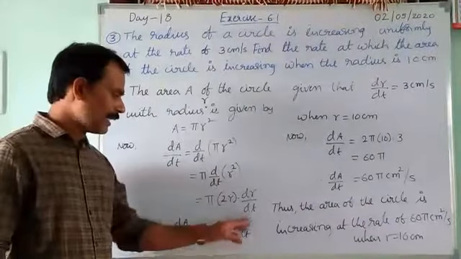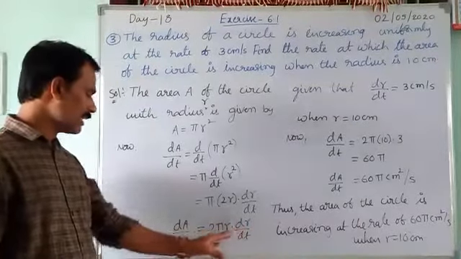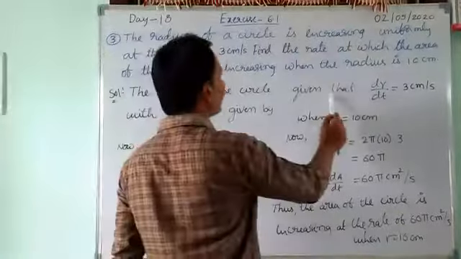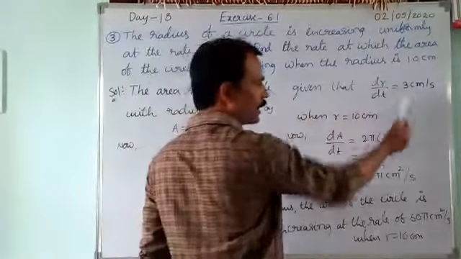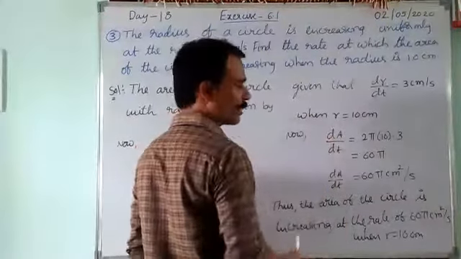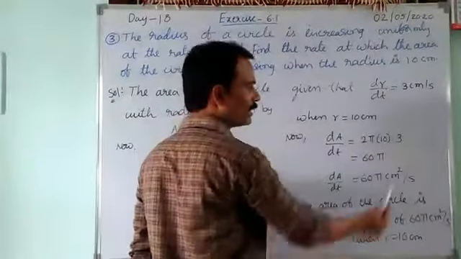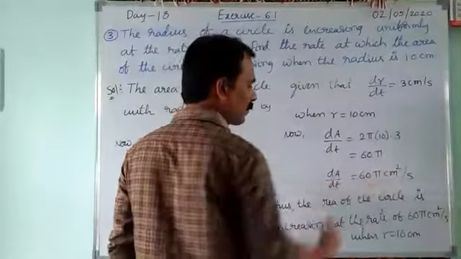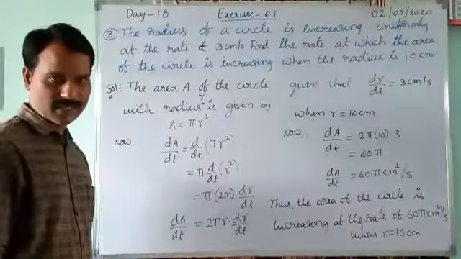So what do we need here? The r value and the dr by dt value. If you know the r value and dr by dt value, we can easily calculate dA by dt. Given that, 3 centimeter per second is nothing but dr by dt. And when r is equal to 10 centimeters, dA by dt is equal to 2 pi into the r value, which is 10, and the dr by dt value, which is 3. Finally, it is 60 pi. dA by dt value is equal to 60 pi centimeter square per second.